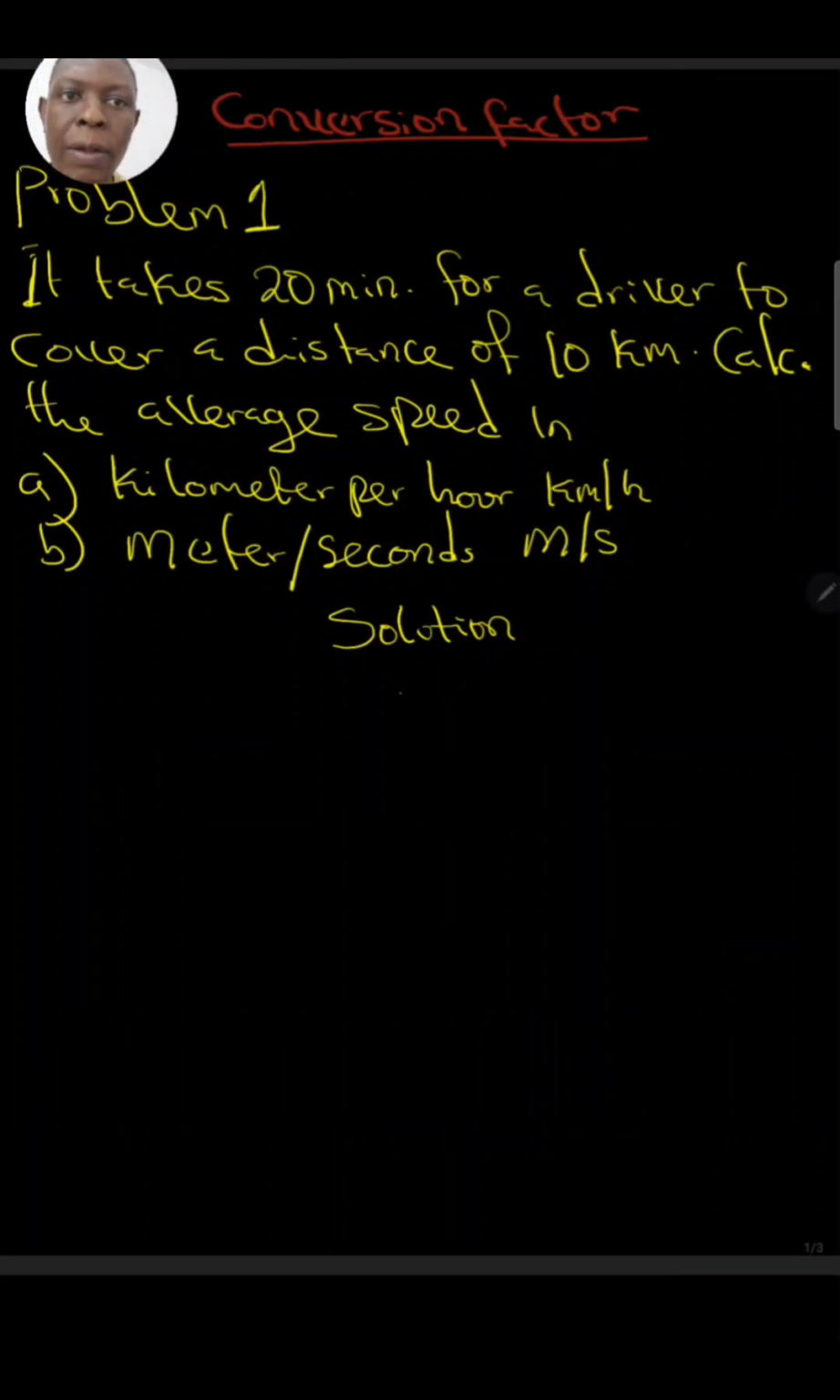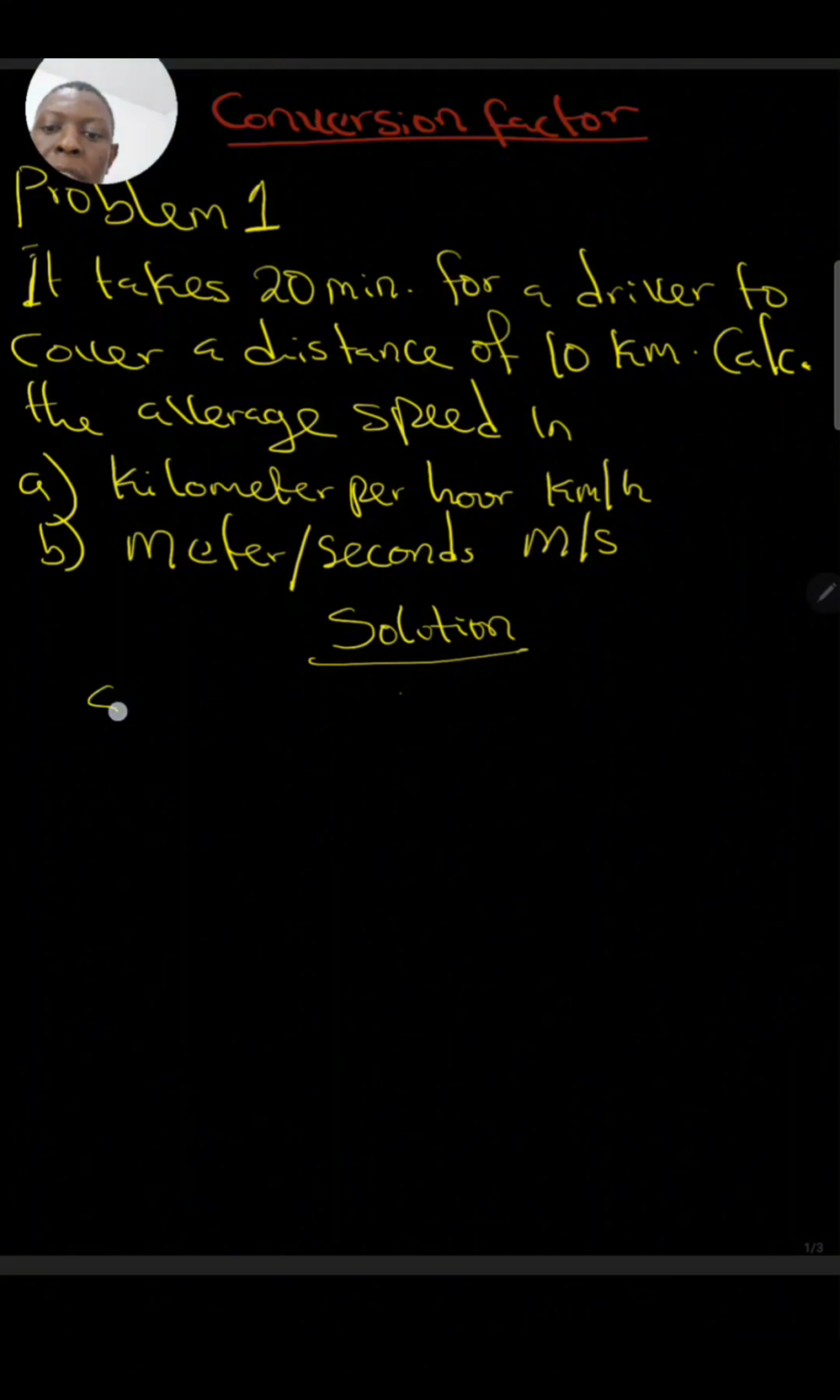All right, so friends, this question was brought to me by one of my students, and it was a question based on conversion factors in physics. The problem says it takes 20 minutes for a driver to cover a distance of 10 kilometers. Calculate the average speed in A, kilometer per hour, and B, meter per second. So let's go in. The major challenge is not even in finding the average speed.